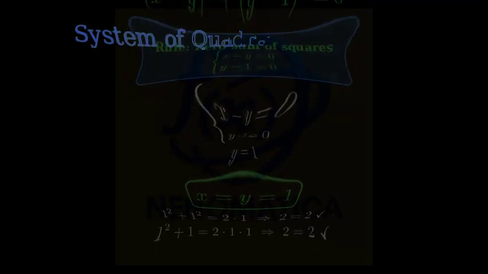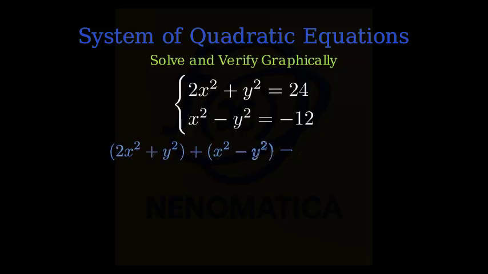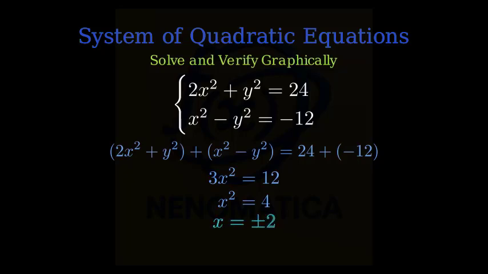Example. We will solve a system of quadratic equations and then verify the solutions graphically. The system is 2x squared plus y squared equals 24 and x squared minus y squared equals negative 12. Step 1. Add the two equations to eliminate y squared. That gives 3x squared equals 12. Then divide by 3 to get x squared equals 4. Taking the square root, x equals plus or minus 2.